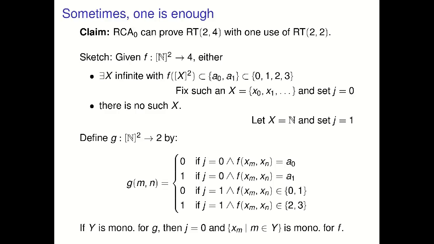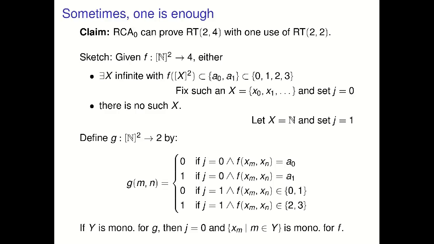And of course you can generalize this. You can prove Ramsey's theorem for pairs in an arbitrary finite number of colors with a single application, and the proof just becomes that much more messy. You just do a lot more cases, and the definition of the function becomes more and more complicated. So initially I said we were looking at that proof of RT24 from two uses of RT22, and now we've got one that has only one use of RT22, and I said this is more efficient. Well, it has fewer applications of RT22.